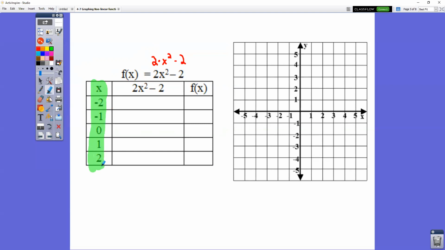Whoever left, I would not suggest leaving. All right. We still have absolute value ones to graph, which are very different.